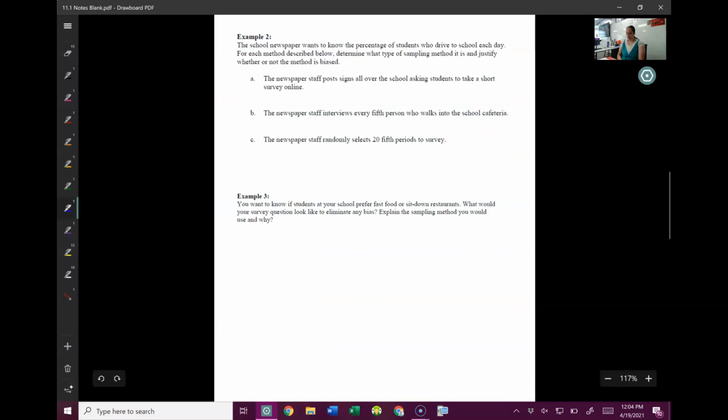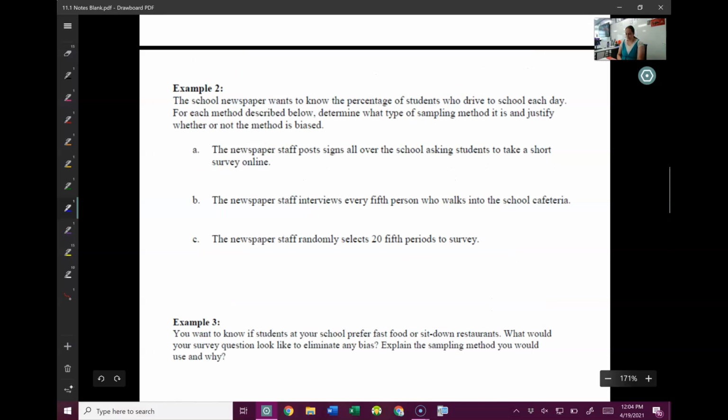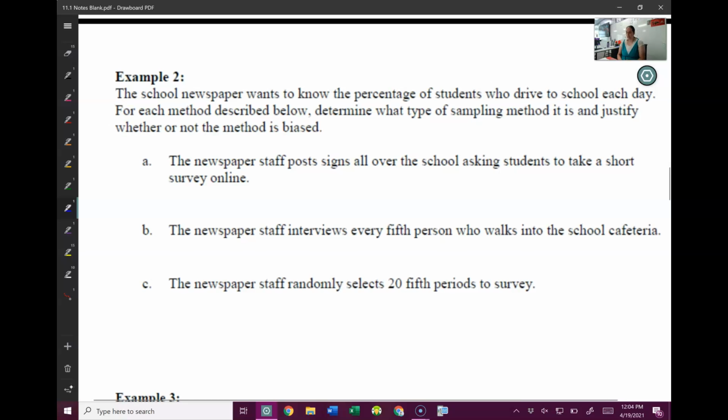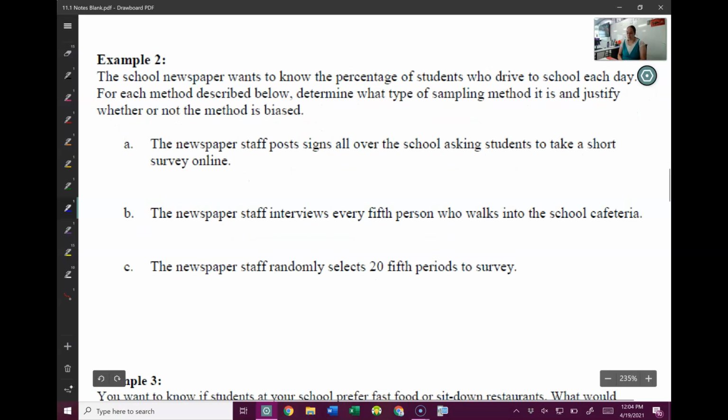The last thing I would like to do is to do example 2 together. So I want you to pause the video, read through example 2, and decide what type of sampling method is being used in that example. And then come back and check your answers.